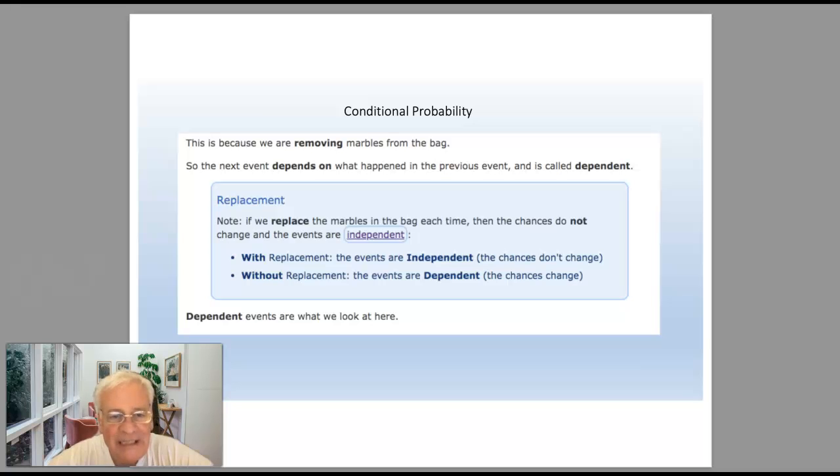Now, replacement. If we replaced it, we would have independent events. With replacement, the probabilities don't change. But without replacement, I'm going to pick one and keep it out, and then pick another and keep it out. Those events become dependent. The probability will change the second time. It will be dependent on what happens the first time.